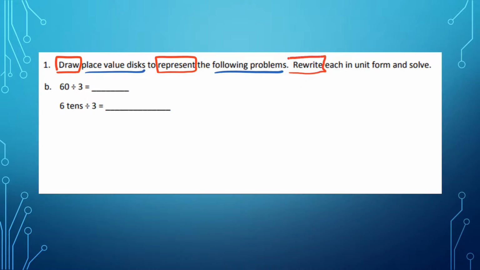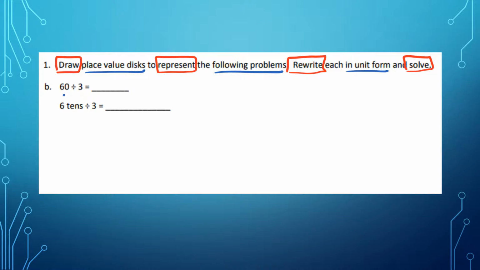After we draw, we are going to rewrite in unit form and make sure we solve the problem. So if I look at this problem, I know that there's 1, 2, 3, 4 parts to this problem because I have 4 action words. Alright, so let's start. We need to draw the place value discs.